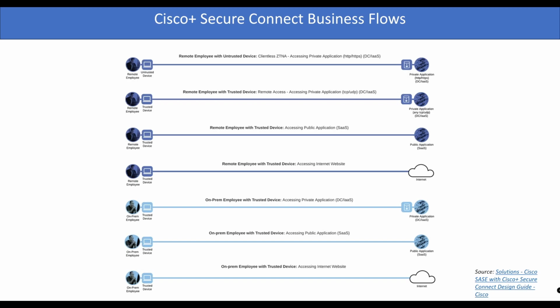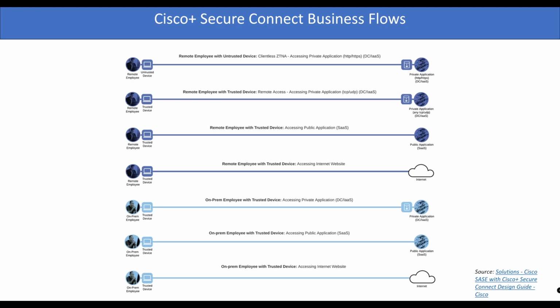flows or use cases. But in essence, what you're seeing here on screen is the main business flows for Cisco Plus Secure Connect. So just briefly touching on these, and again, there is more detail on each one of these and how these are broken down on the actual website. So do check that out. But let's just start off by looking at it from top to bottom.